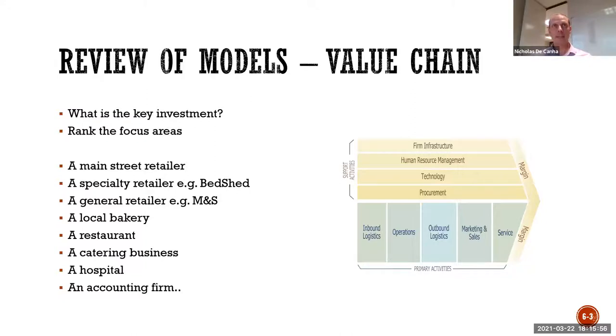Cool. All right. And then who was the third group? Yeah, we have the group, myself, May, Monica, and Jenny. We talked about a fast food restaurant, which is McDonald's. I think the three key investments that we talked about in the rank of focus area are inbound logistics, operations, and also outbound logistics.